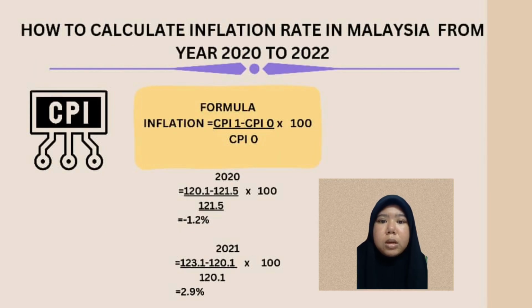Calculate the inflation rate from year 2020 until 2021. To calculate the inflation rate, we must use the CPI formula, which is the Consumer Price Index in Malaysia. After I calculate both years, 2020 and 2021, I can see that in 2020 the CPI percent decreased. Meanwhile, in 2021, the CPI percent increased, which is 2.5% in 2021 and negative 1.2% in 2020.